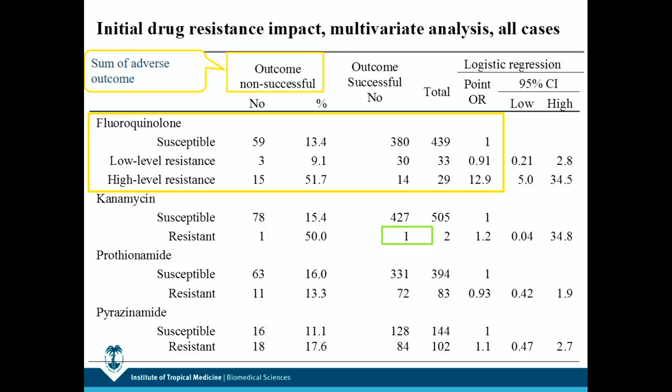If you look at kanamycin resistance, aminoglycoside resistance in Bangladesh overall has a very low prevalence. There were actually only 2 cases in this cohort, and 1 of them failed treatment, and 1 was successful, and this one was actually an MDR-TB.